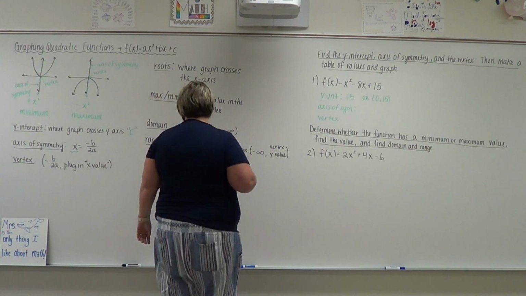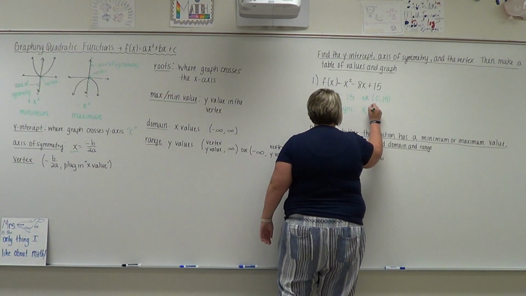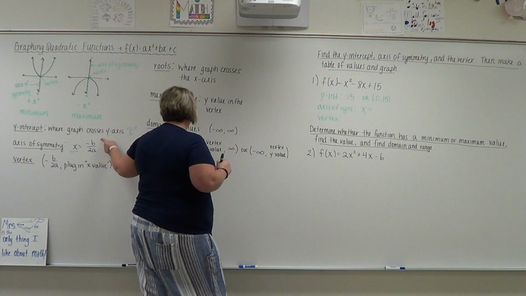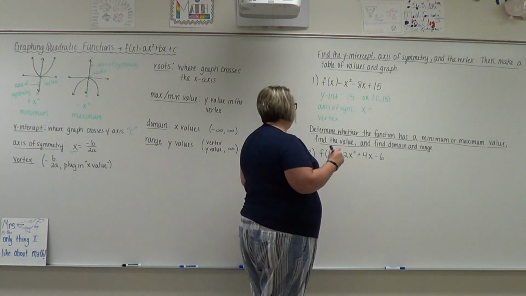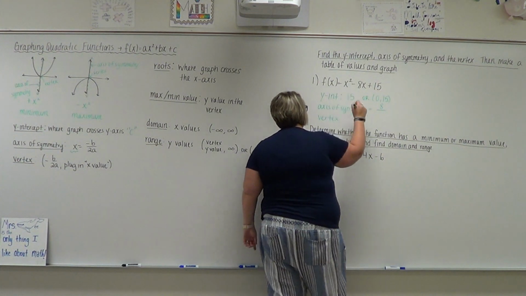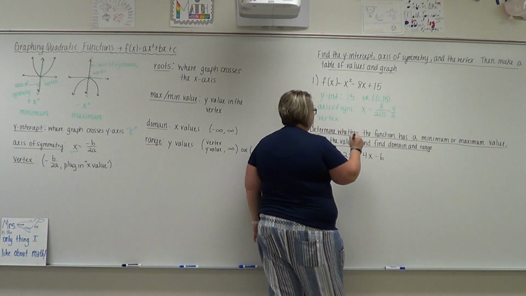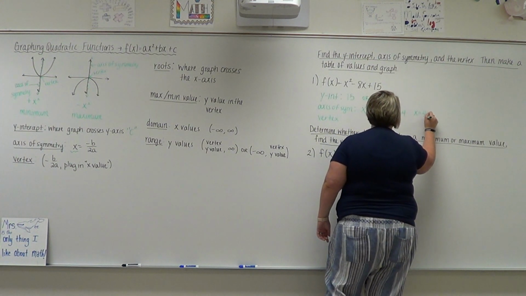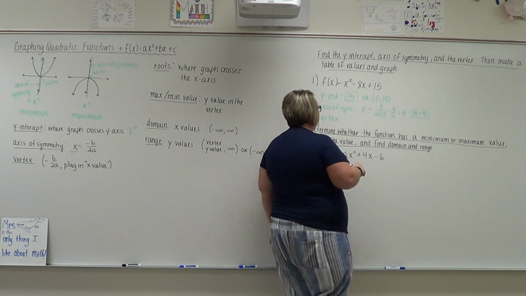Okay, my axis of symmetry. It's always going to be an x equals equation. So x equals, then my formula says the opposite of b over 2a. Well, if my b is negative 8, my opposite of negative 8 is positive 8 over 2 times a, 2 times 1, which is 2. So 8 divided by 2 is 4. So that means my axis of symmetry is x equals 4. So I have my y-intercept, I have my axis of symmetry.